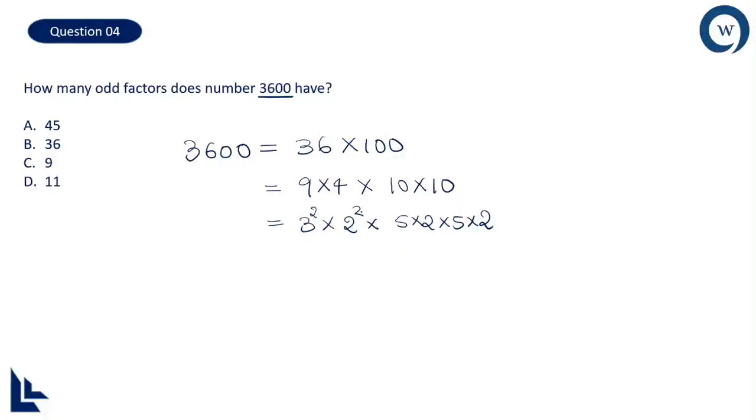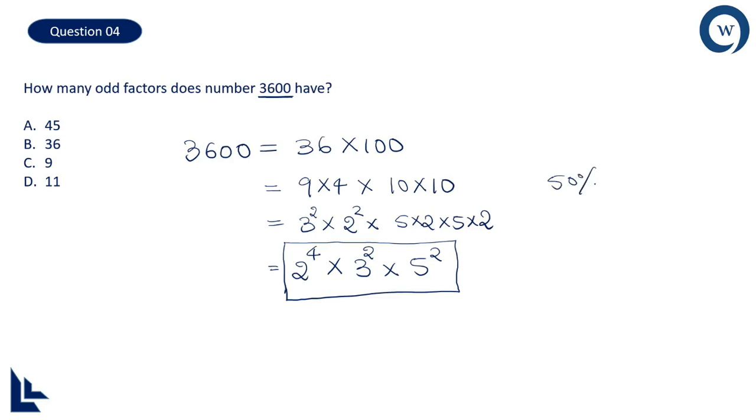And now count all the prime numbers. You see 2 is present 2 times, and then additionally 2 times 2's are there. So the total number of 2's will be 4. 2 to the power 4 into 3 to the power 2 into 5, and 5 is present how many times? 2 times. So now this is the prime factorization of 3600. And if you can solve the problem till this point, then 50% of your task is done.